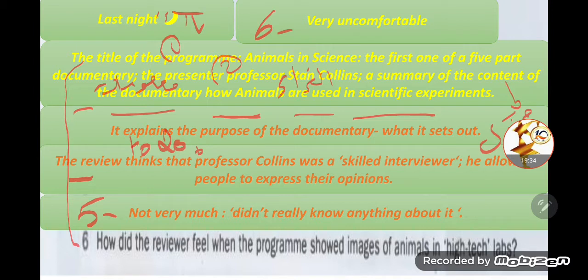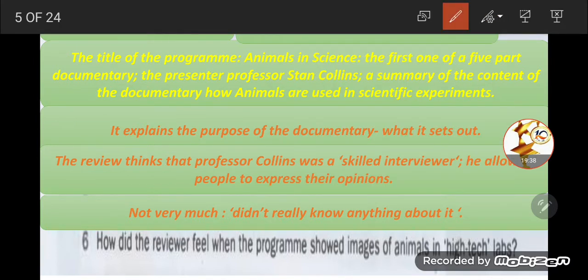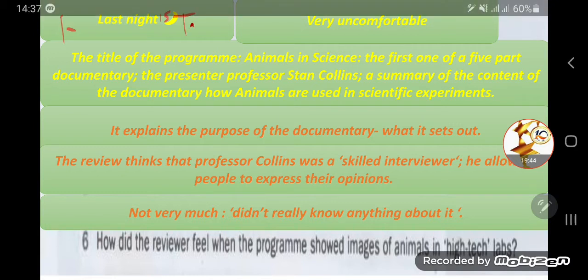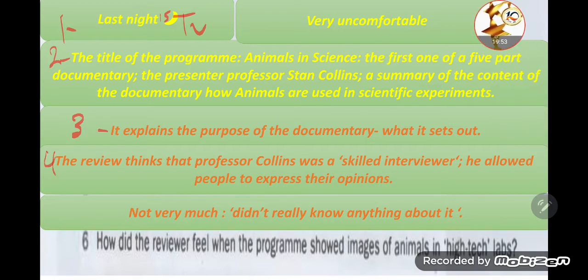Okay, but let's write these words down and number the questions our own way. This is number 1, and we said last night TV, and we said this is number 2, and number 3 we said, and number 4, where we said we add what it sets out to do. Okay, and here we have number 5 and this is number 6. Okay.